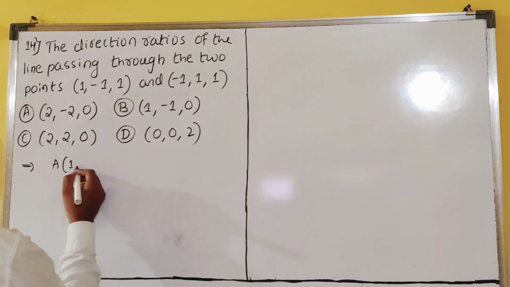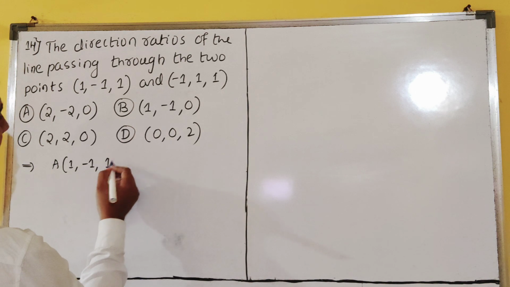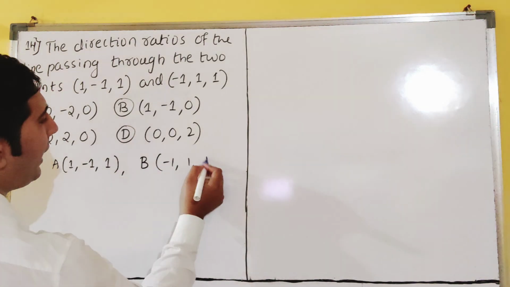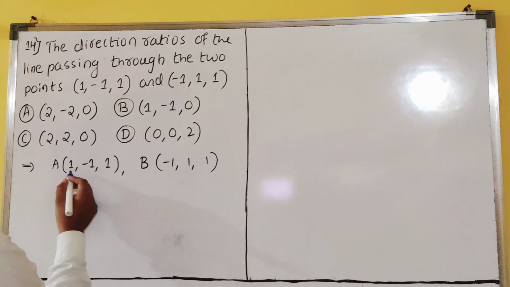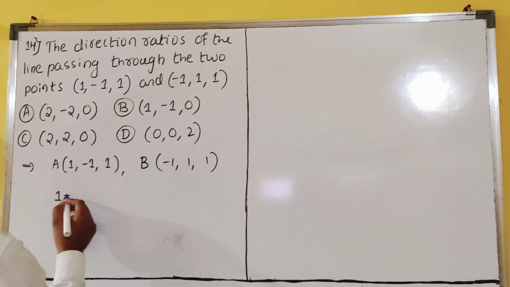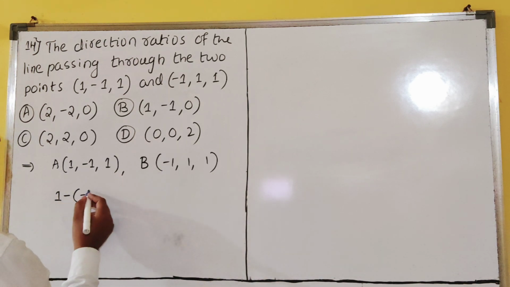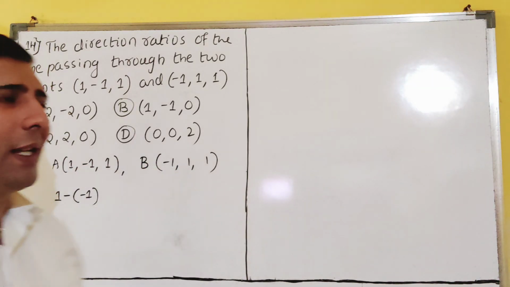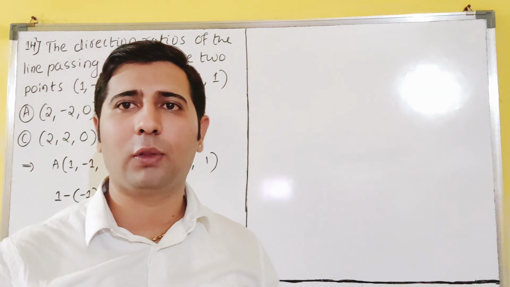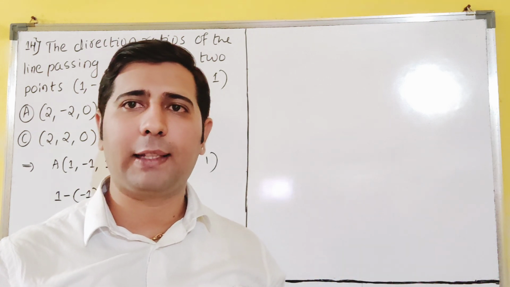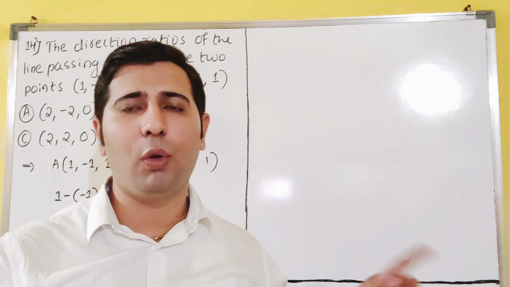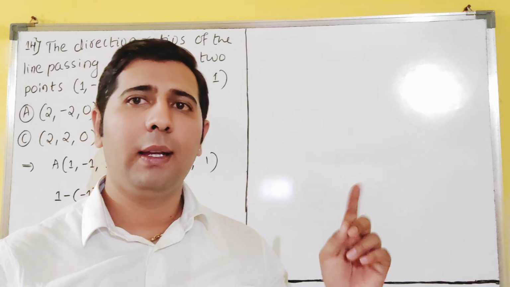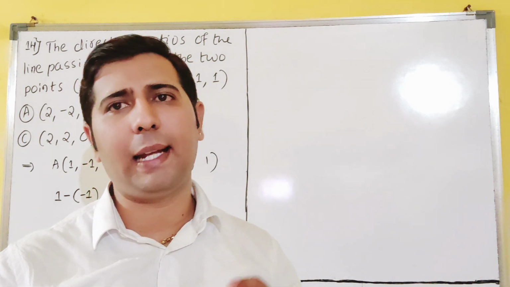A is given as 1, minus 1, 1 and B is given as minus 1, 1, 1, dear students. Easily we can find 1 minus of minus 1. So x1 minus x2 I am doing, dear students. Obviously we can do x2 minus x1 also. x2 minus x1 or x1 minus x2, both are the same only, dear students. But here in this question we have to do x1 minus x2 only. Both are direction ratios.